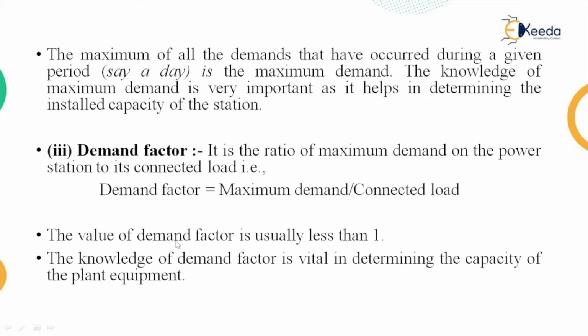Therefore the value of the demand factor is usually less than 1, because we can't switch on all the load. Suppose in our home, can we switch on all the load simultaneously? Bulbs, fan, refrigerator, heater, AC. We can't switch on all the load; we switch on or switch off depending on our requirement. The knowledge of demand factor is vital in determining the capacity of the plant equipment.